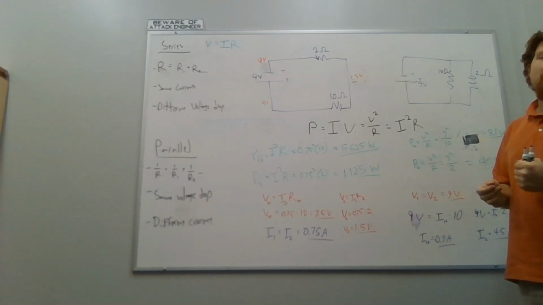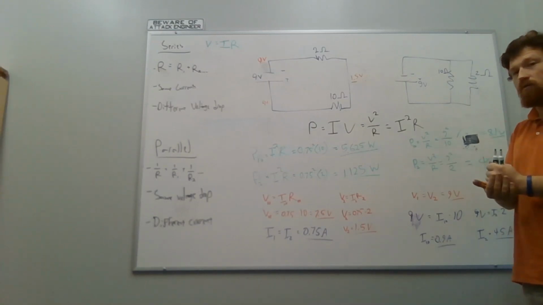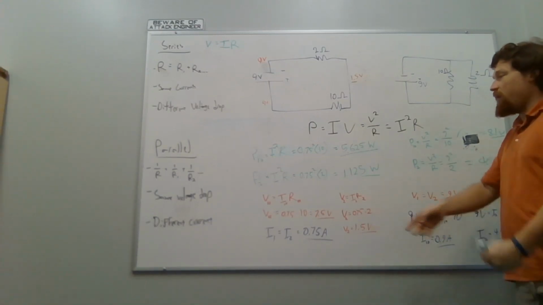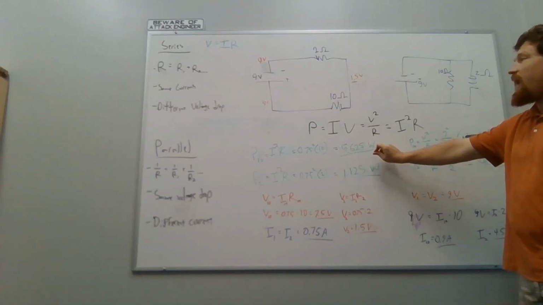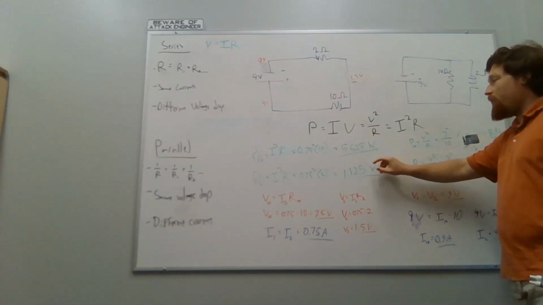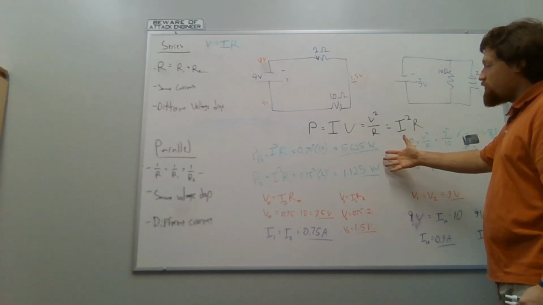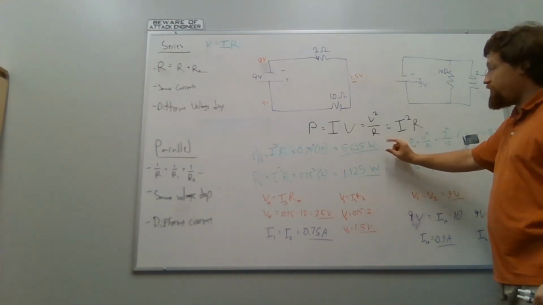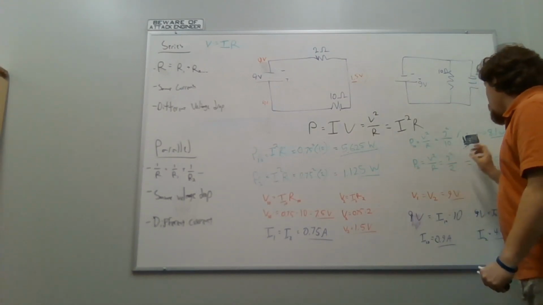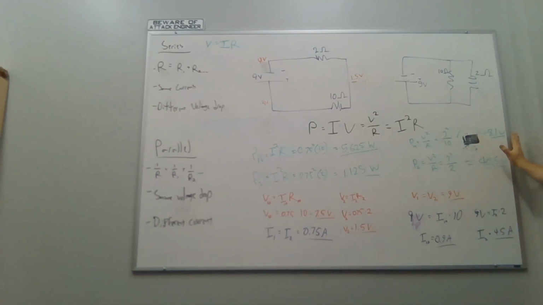If you wanted to know the power used by the circuit as a whole, the total circuit power used up, you just add these together. So this series circuit used 6.75 watts if you add these together. This circuit, meanwhile, used 48.6 watts of power.